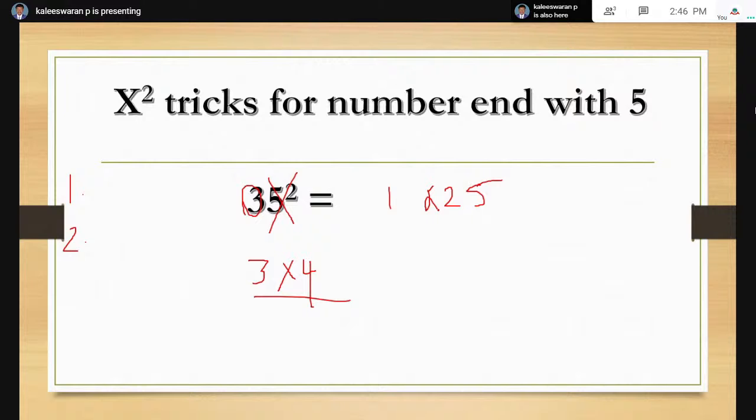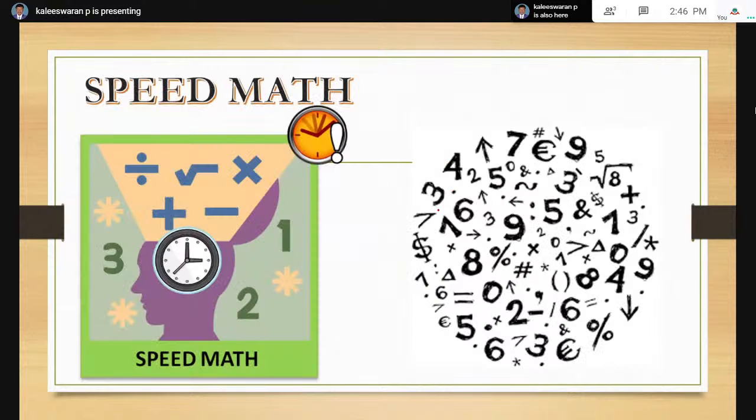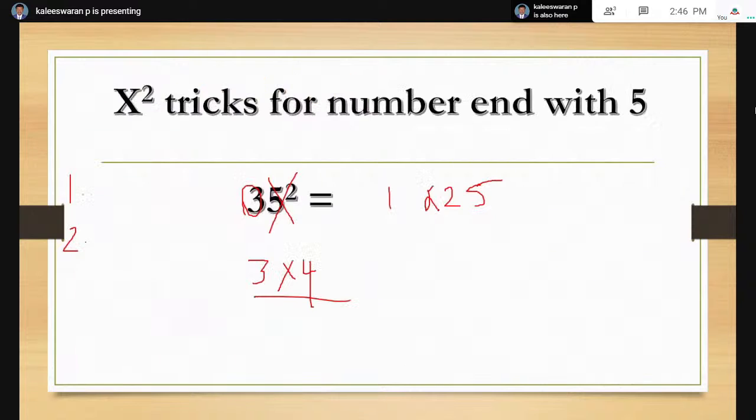Once again, I am repeating this shortcut. 35 squared. There are 2 steps. The first step is 5 squared always ends with 25. The second step is cancelling digit 5 in the number. The remaining digit is 3. It should be multiplied with the next consecutive number, 4. 3 into 4 equal to 12. So the final answer is 1225.